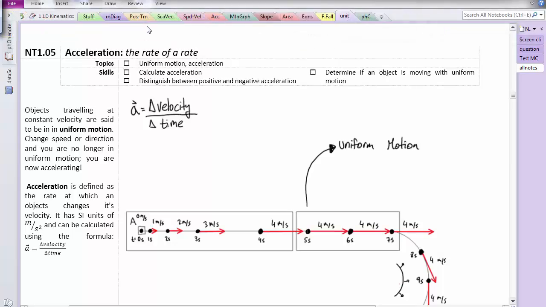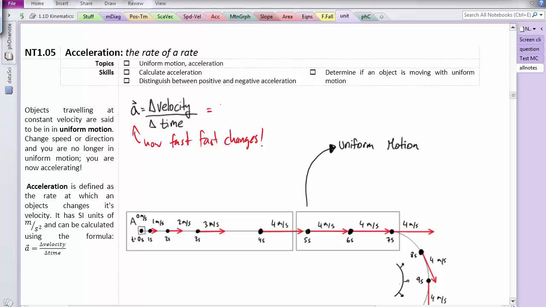In this cast, we're going to be looking at acceleration. Acceleration is a quantity that describes how fast velocity is changing. It's defined as the change in velocity divided by the change in time.